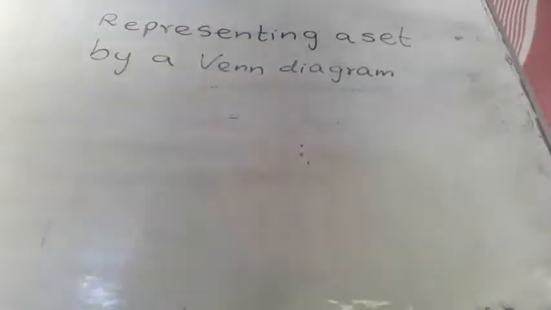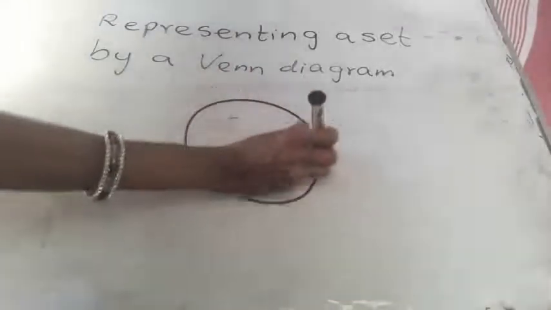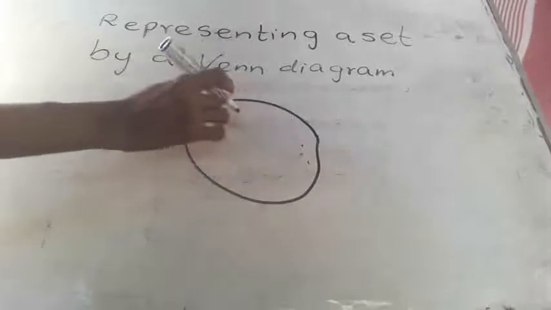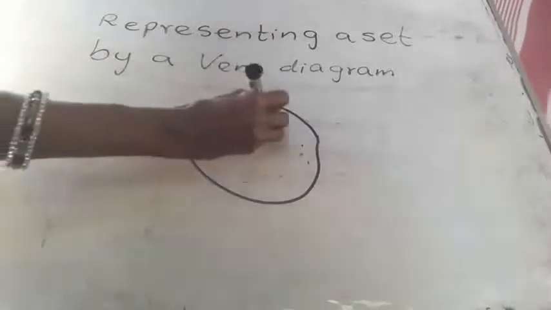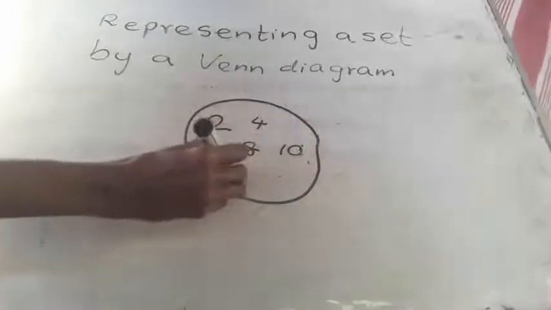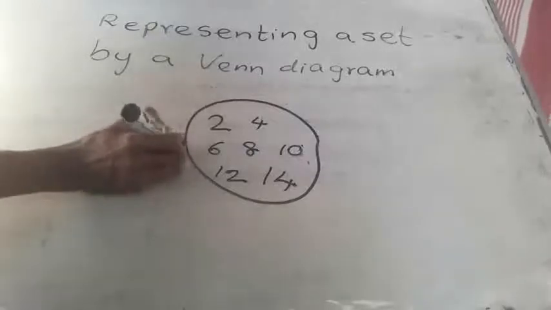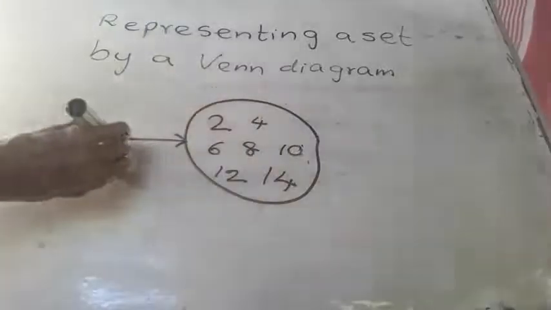We represent the set A by a Venn diagram. Even numbers between 0 and 15: 2, 4, 6, 8, 10, 12 and 14. We name this set as capital A.